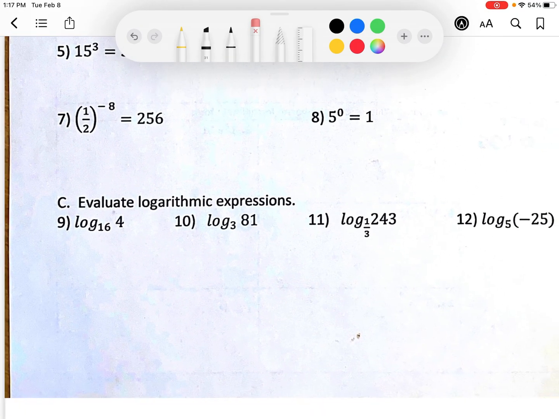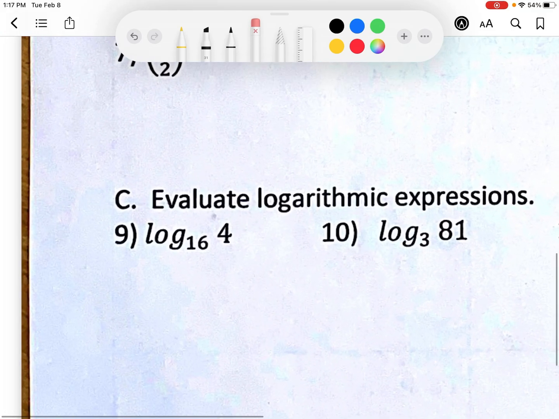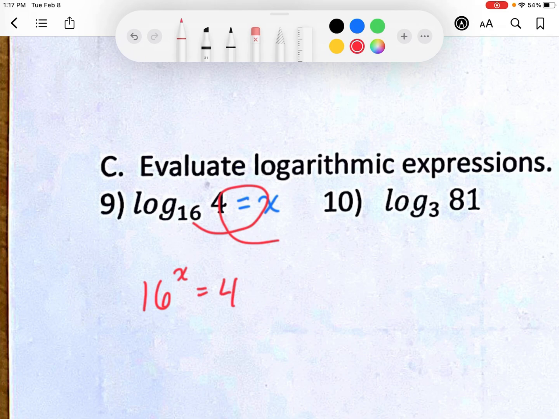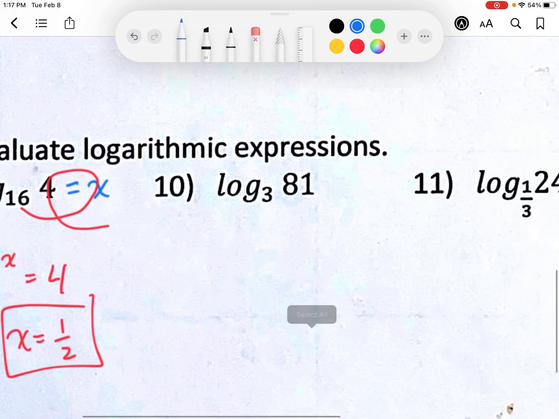Now, in the last part of today's video, we're going to actually evaluate and solve these problems. We're going to figure out what these equal. So log base 16 of 4, we don't know what that equals. Let's go ahead and convert it to exponential in order to calculate this. Converting it to exponential, 16 to what power is 4? Think about that. That is the 1/2 power, because remember, 1/2 means square root.